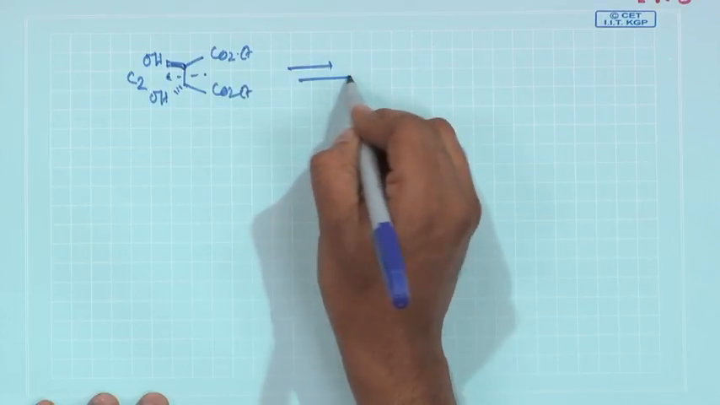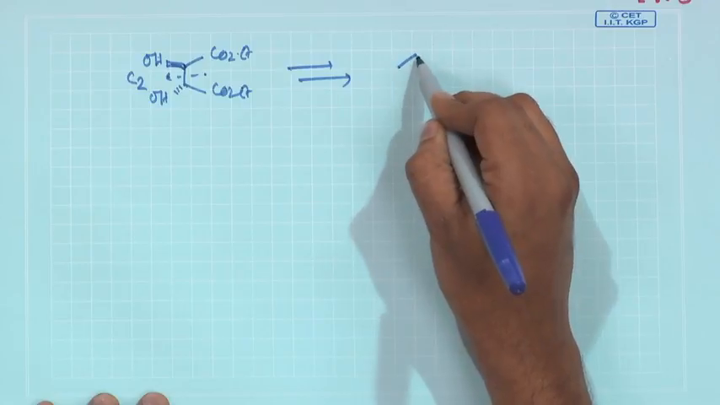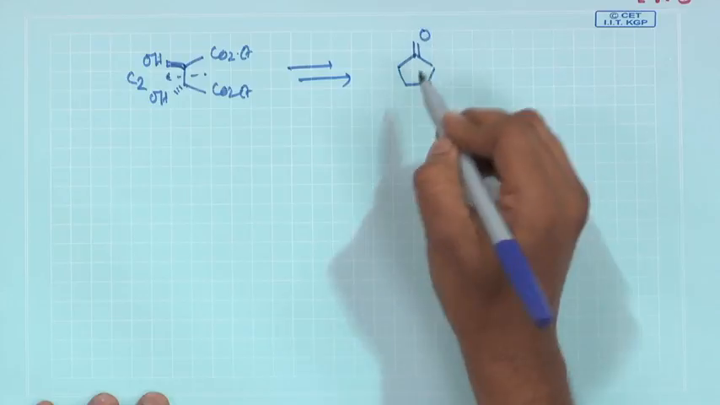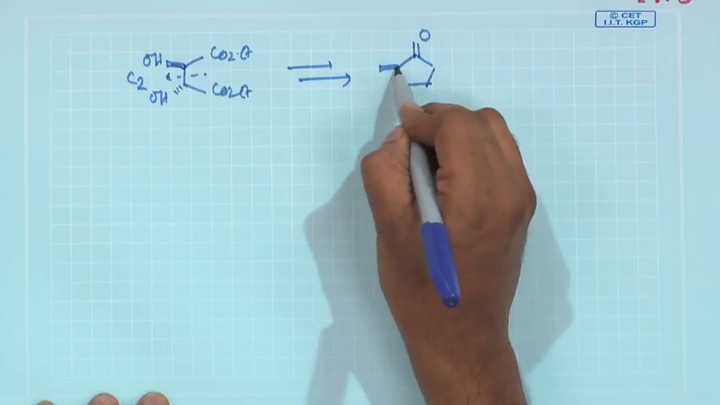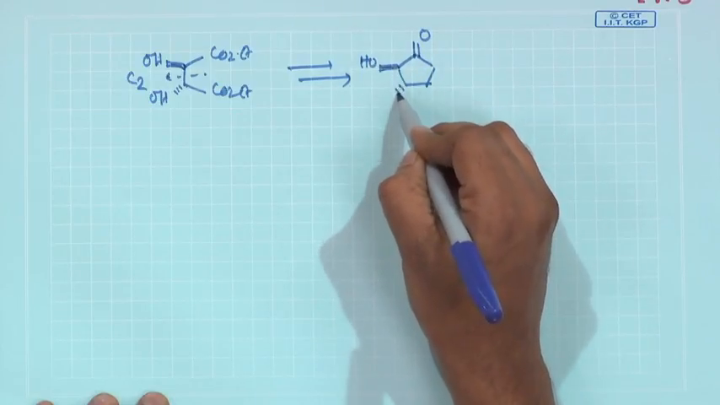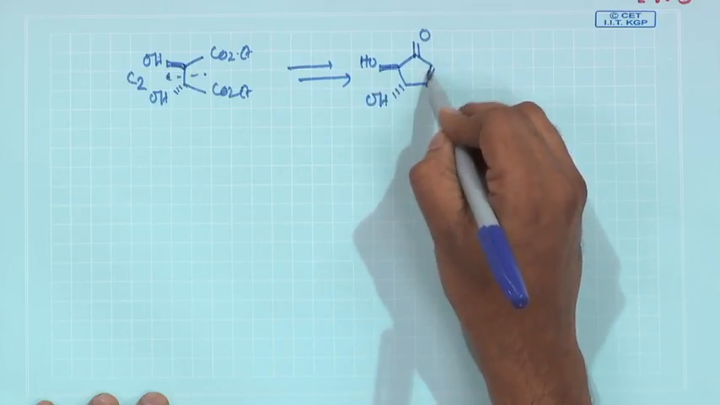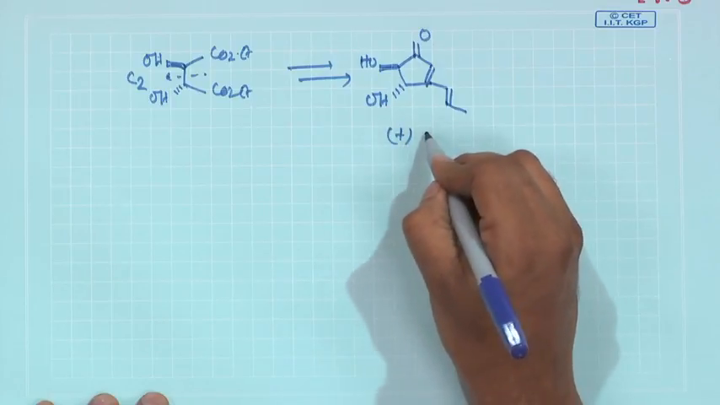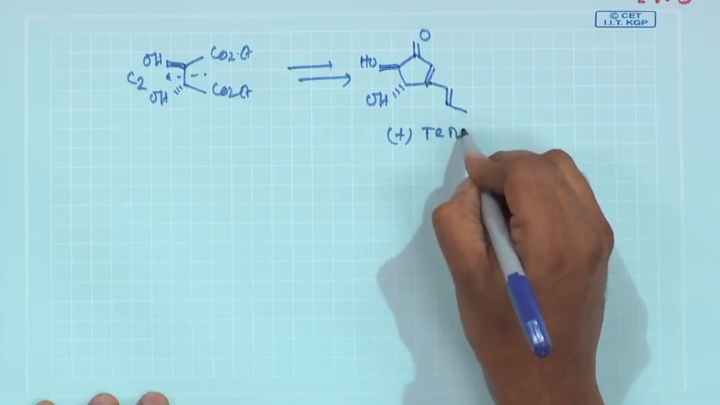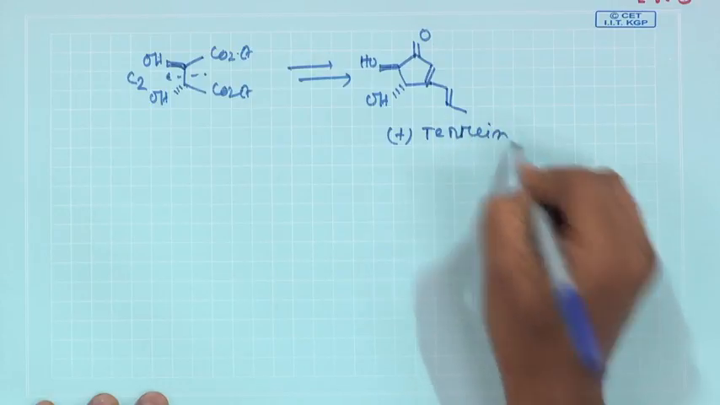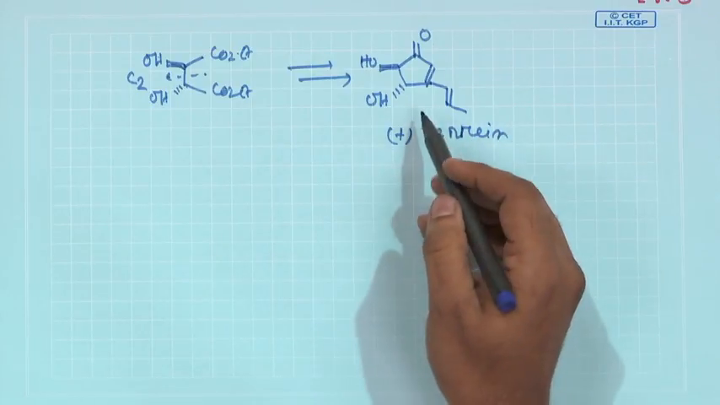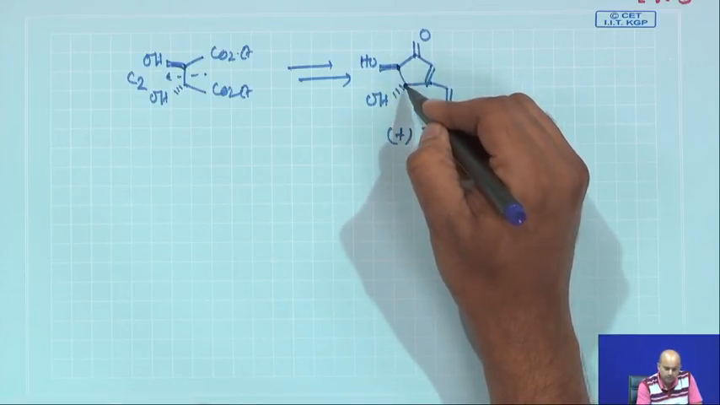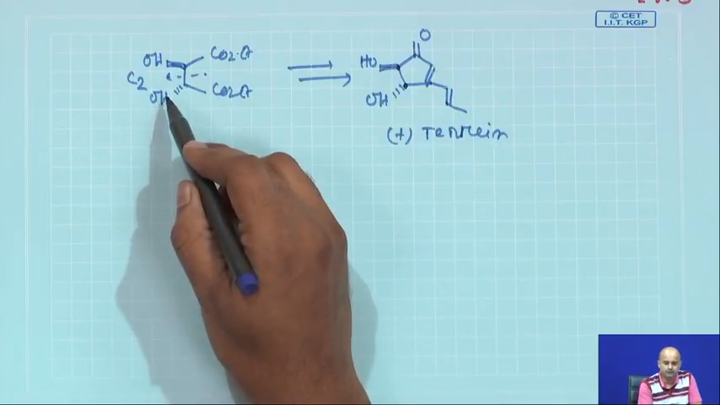The target molecule which needs to be constructed from here is a natural product whose structure is a cyclopentenone based natural product. Its name is plus terrein. Now, if you see a structural analysis for terrein, you will see that these 2 stereocenters of this target molecule are coming from this tartaric acid.